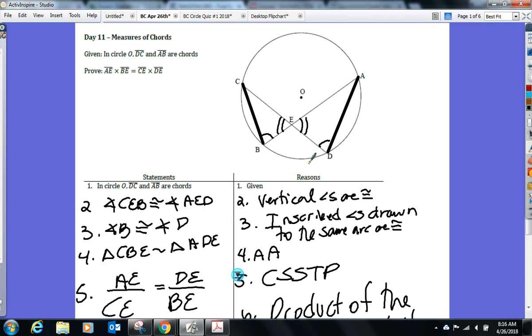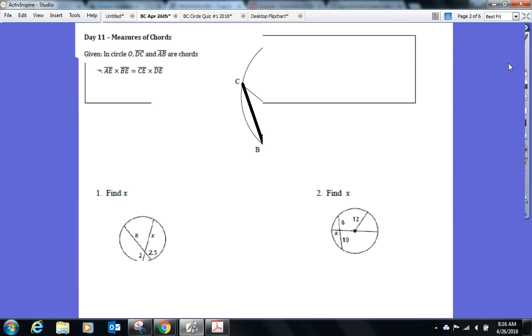When two chords intersect, the product of their segments are equal. So CE times ED will always be equal to EA times EB. All right, the product of their segments. So when two chords intersect, I multiply their two segments, and that'll be equal to the other two segments. And that is the theorem for today we're working with.